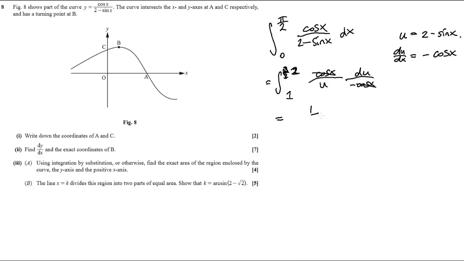And so we have 1 on u, negative from 2 to 1 du, and that would give us natural log of u between 2 and 1, which should give us just natural log of 2. Because natural log of 1 is just 0, so it's natural log 2 take 0. So that's part A done.